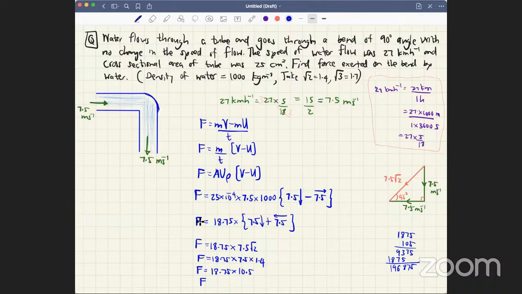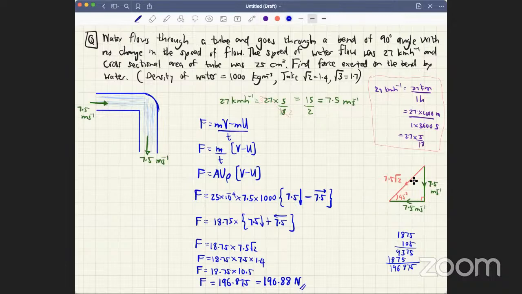196.88875. 196.875, which is equal to 196.88 Newton. Okay, almost all of you sent me an answer which is 140 odd something. Why? What happened, people?